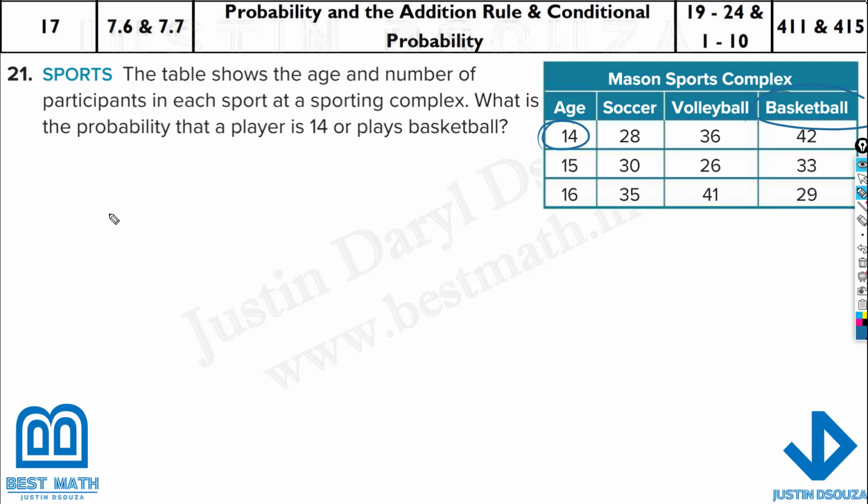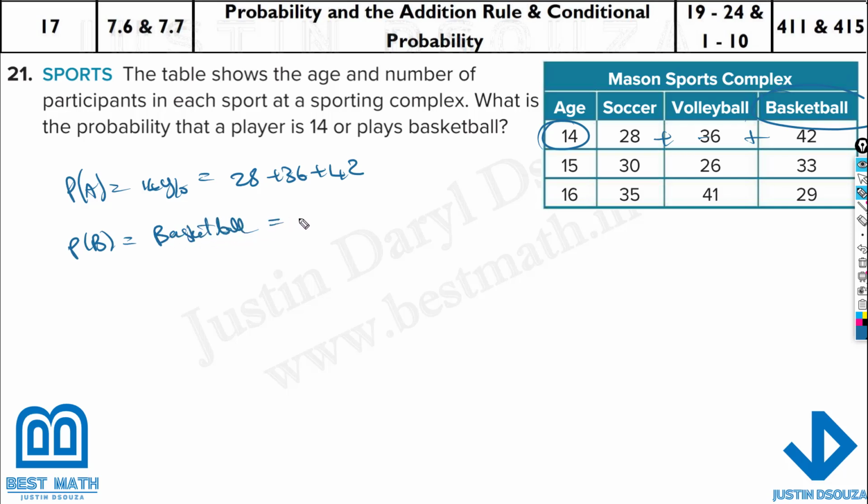So all you need to do is, probability of A is 14 years old, right? Add all of them. What is the probability of A? 14 years, 28, 36, 42. It will be 28. So it's not 38, it's 28 plus 36 plus 42. What about the probability of B? It's basketball. Here it is 42 plus 33 plus 29. You need to write in detail. I'm just going to write this.